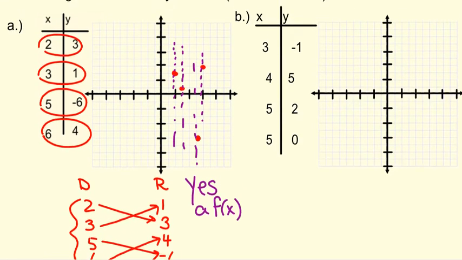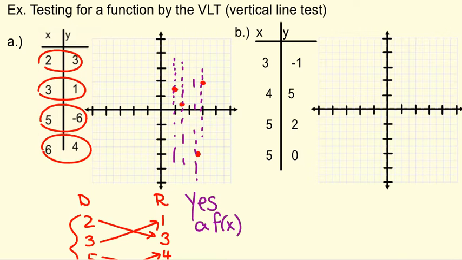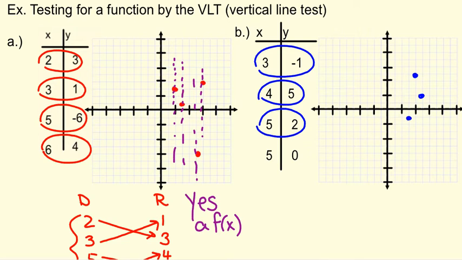Now let's head over and graph this one. (3, negative 1). So over 3, down 1. (4, 5). Over 4, up 5. Over 5, up 2. Over 5, up 0.